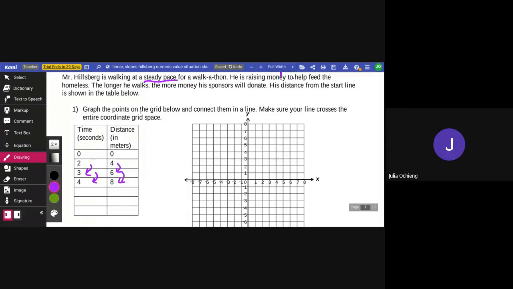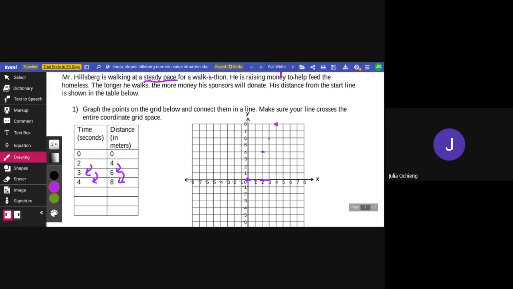Number 1, graph the points on the grid below and connect them in a line. Make sure your line crosses the entire coordinate grid space. So I'm going to go 0, 0. So that's right there because the x coordinate goes first. And then 2, 4: 1, 2, 3, 4. 3, 6: 1, 2, 3, go up 6. And then 4 is going over 4 and going up 8.